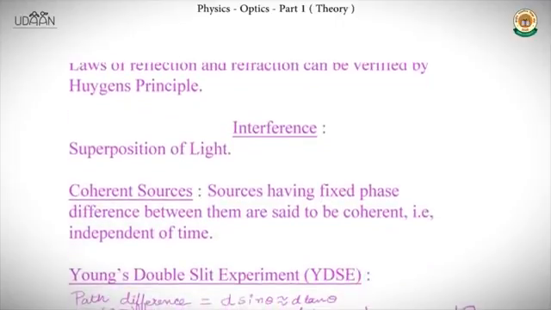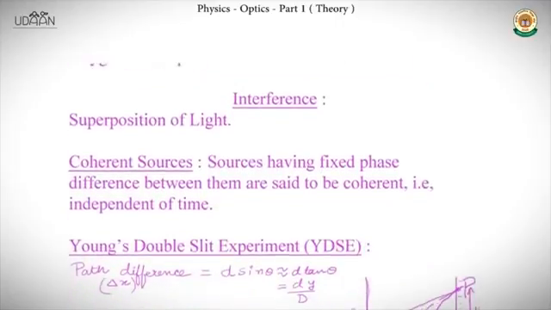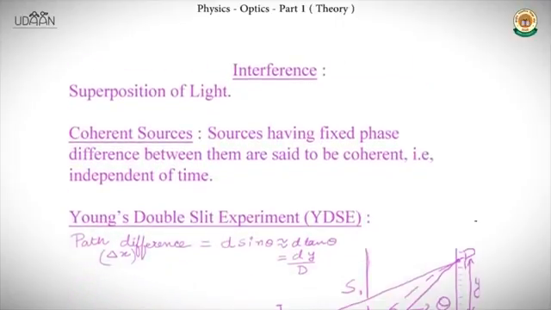Now we are moving to another phenomenon of light due to the wave nature of light, which is called interference. Basically, interference is the superposition of light. Now, there is one important term which is called coherent sources. What are these coherent sources? Coherent sources are the sources which have a fixed phase difference between them that is independent of time, and hence they are said to be coherent.